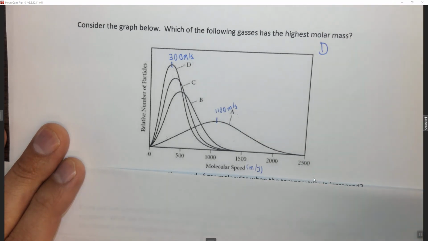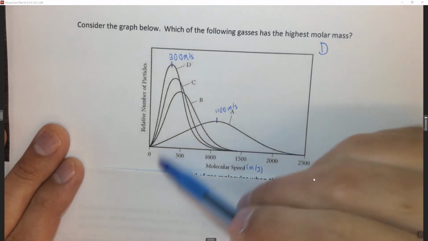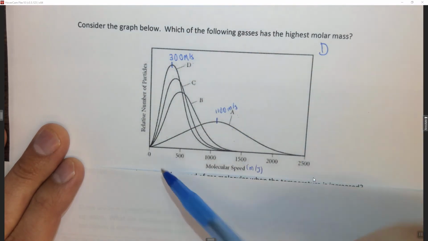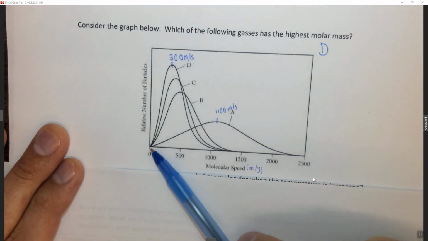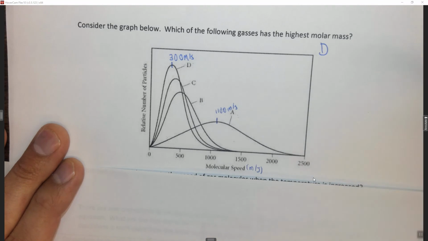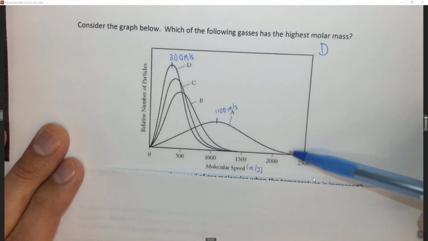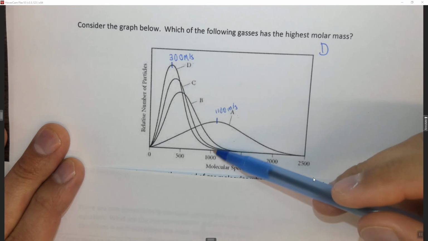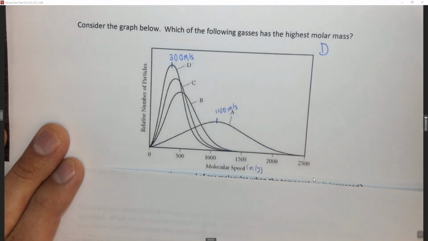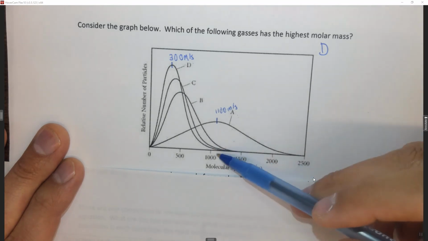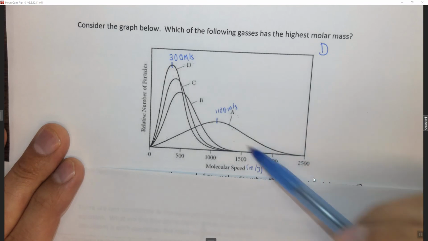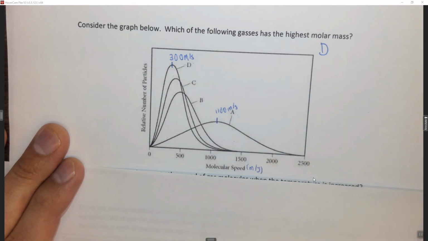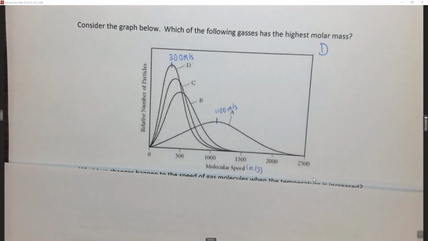But before we leave, there's one other thing I want to point out. You'll also notice the distributions are much different. The A molecules have a range of speeds from 0 to, say, 2300. The D molecules are from 0 to, let's say, 1100 or 1150, something like that. So you'll also notice the A molecules not only are moving much faster on average, but they have a much greater range of speeds. And that's something that can come up.